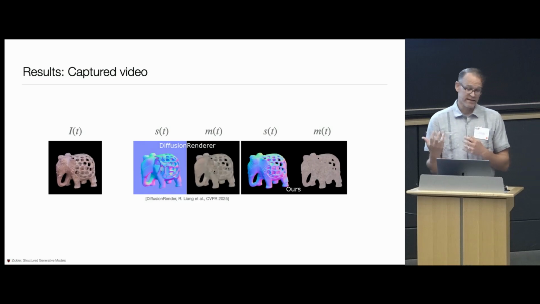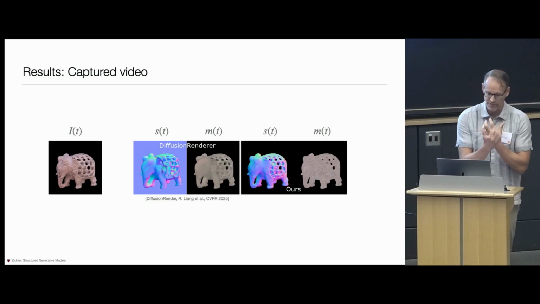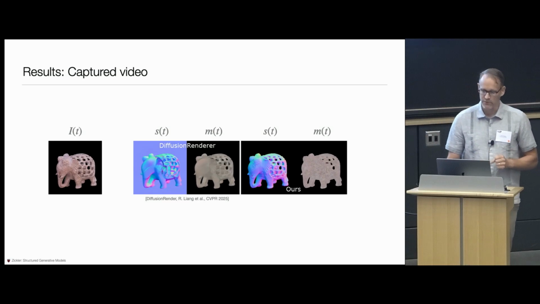Here's a result where we take the same model, again with no fine-tuning or anything, and apply it to captured photographs. So these are now captured images from 3 nearby object rotations. And the model crosses the sim-to-real gap again without any fine-tuning, and it gives us finer details and better temporal stability than alternatives.